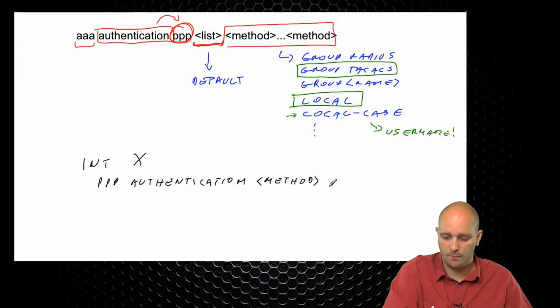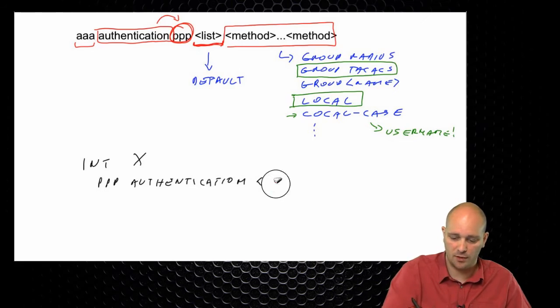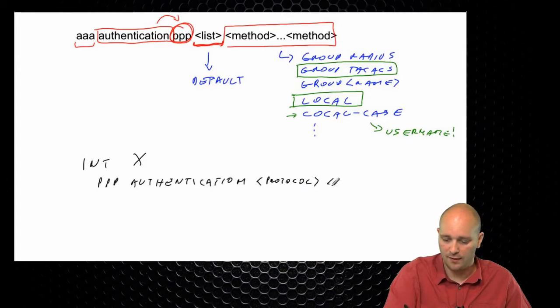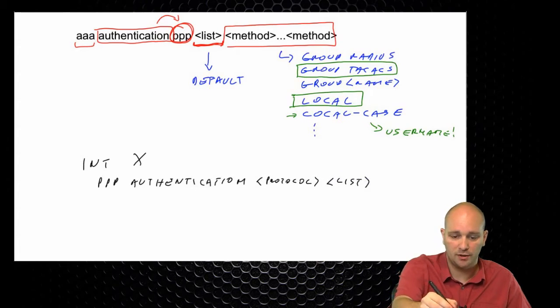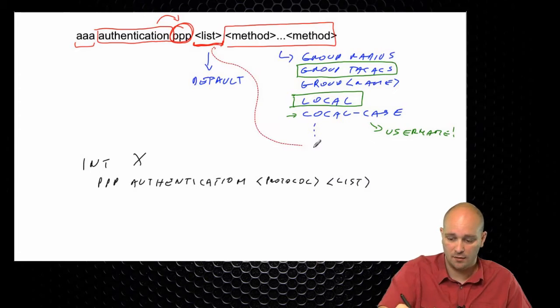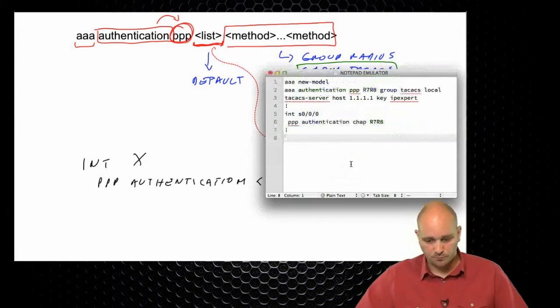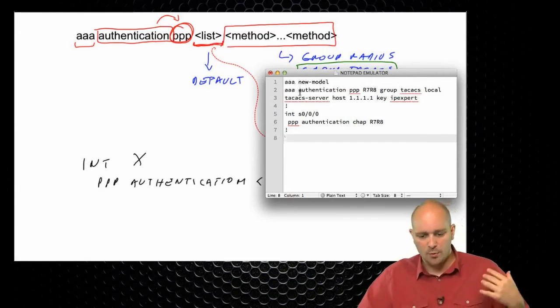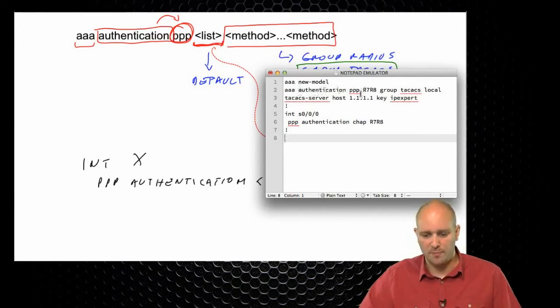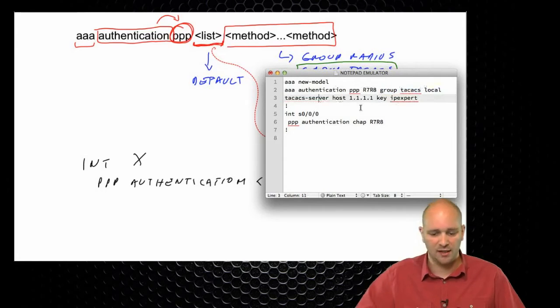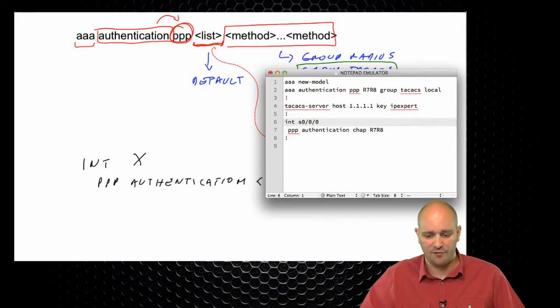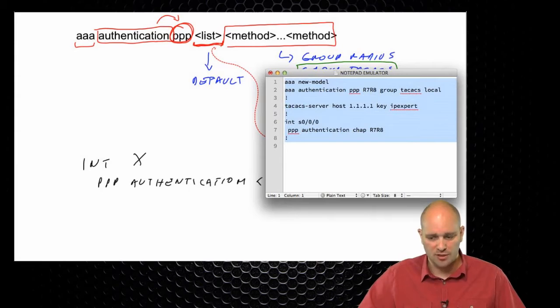Or actually let me use a different keyword there: protocol, and then list. And here the list is actually what binds this with the interface. So here we are saying aaa new-model, enabling the new functionality of AAA, so basically enabling the AAA services. We are saying for PPP, the authentication service for PPP, the list is R7_R8. We are going to be using all the defined TACACS servers and then the local database. And here we are defining the TACACS server that we will be needing. And finally, we are telling the router to use this authentication method.